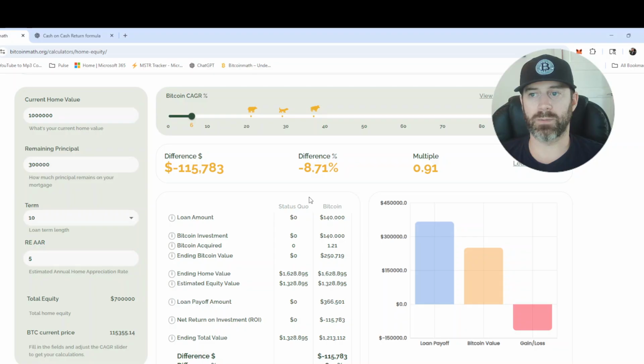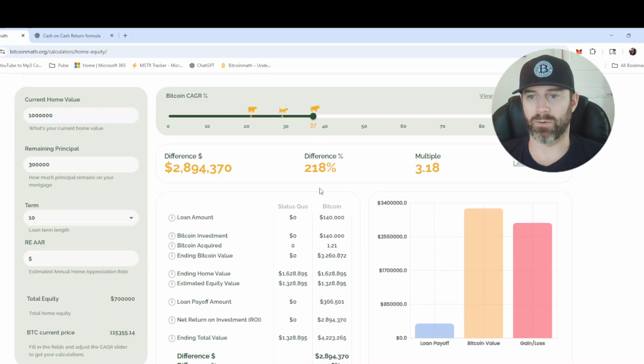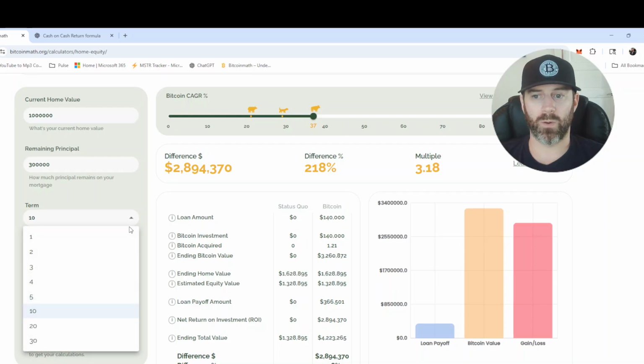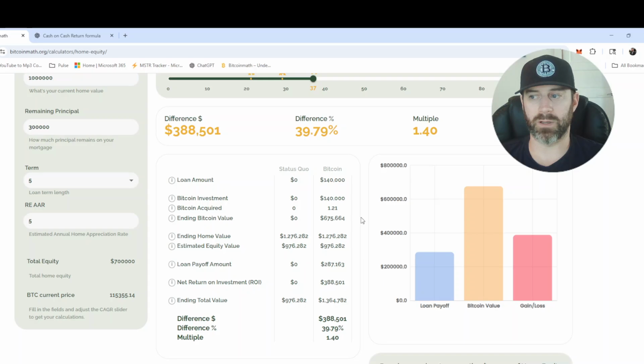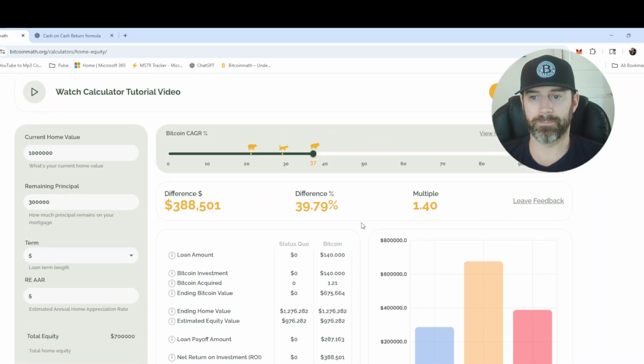And so that's why it's important to come in and actually model some of these numbers and see, well, what does it look like based on my projections for Bitcoin? Or what if I only want to do this for a 5-year term, right? Because the fewer number of years means the fewer opportunities for Bitcoin to grow at the compound annual growth rate specified, which means you've got less time for your Bitcoin investment to grow, and therefore the loan payoff is going to be a larger portion of that.